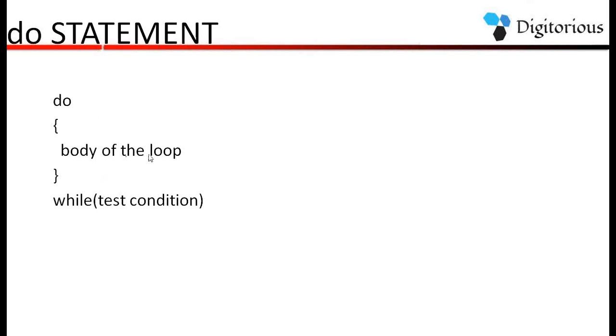That is, the compiler will execute this body of the loop once, and once it is executed, it will then check the test condition, and depending upon the result of the test condition, it will choose to again execute the body of the loop or may choose to come out of the loop. Let's understand this with the help of an example.